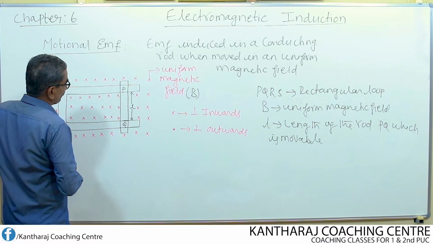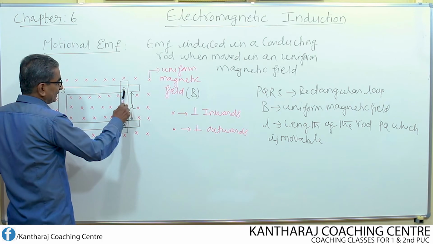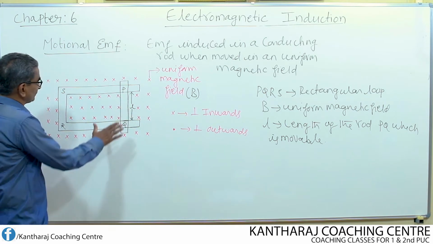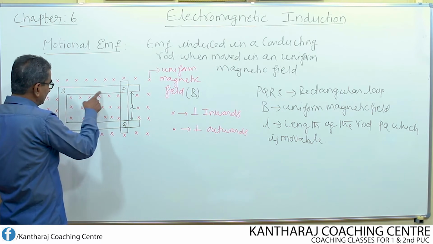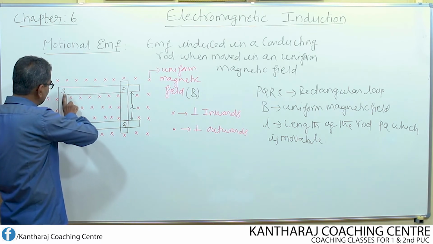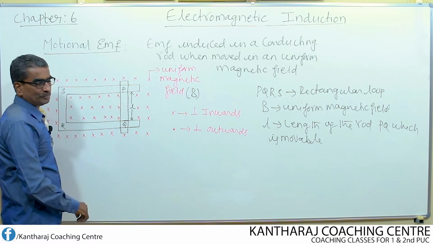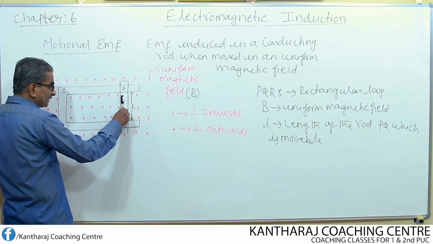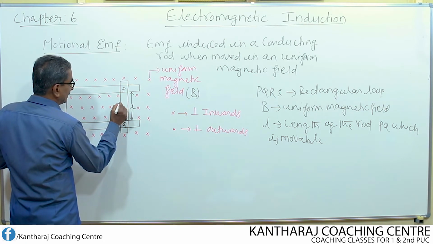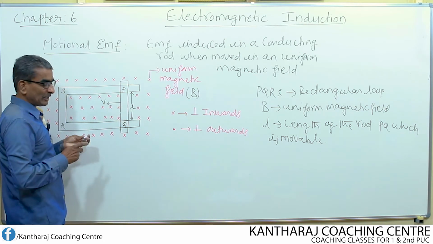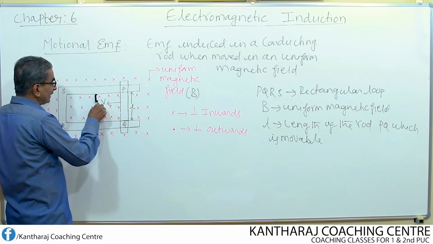Now suppose when the rod is initially at this position, then this is the area of the loop, and this is the amount of magnetic flux enclosed within the area of this loop. Whereas if the rod is moved towards the left side with a uniform velocity, let V be the uniform velocity, if the rod is brought from this position to this position, then what happens?